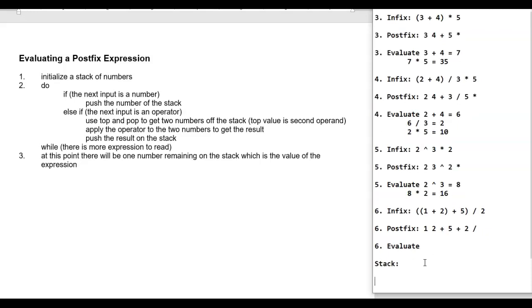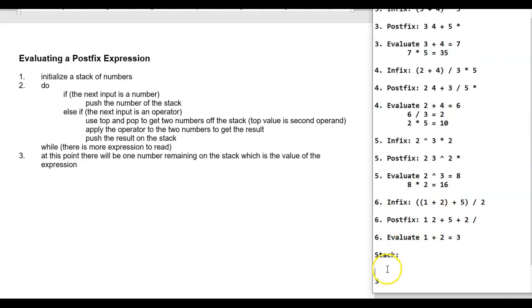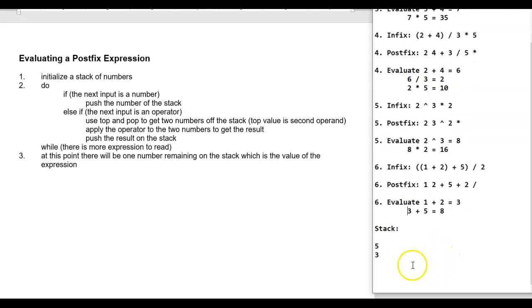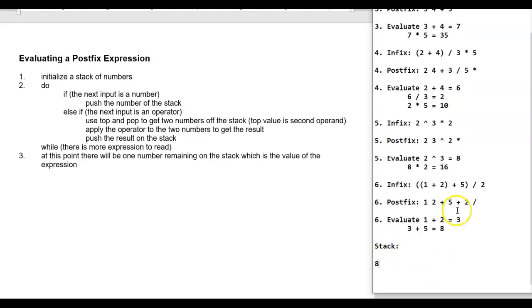All right. So we would push 1, push 2, then we have addition, right? So it'll be 1 plus 2. We'll pop both these guys off the stack. 1 plus 2 is equal to 3, and that gets pushed back on the stack, right? And then we're going to push 5, and then we've got addition. So we pop both those guys off, and we would have 3 plus 5 equals 8.